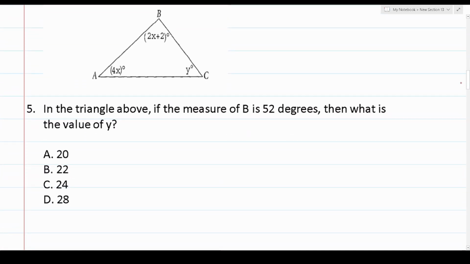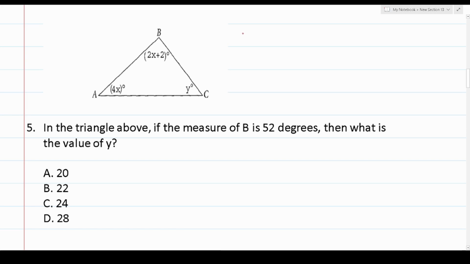All right, let's move on to number 5. Number 5 says, in the triangle above, if the measure of B is 52 degrees, then what is the value of y? Okay, so first, we have to know that all the angles in a triangle add up to 180 degrees. That's called the triangle sum theorem. So angle A plus angle B plus angle C are going to add up to 180 degrees. Okay? That's going to be useful a little later in this problem.